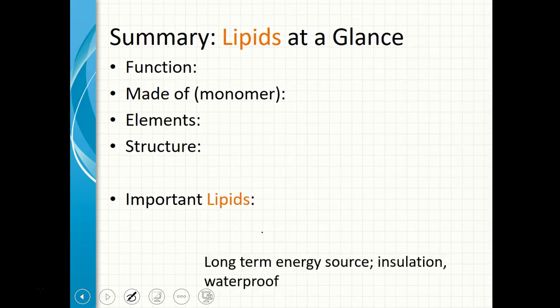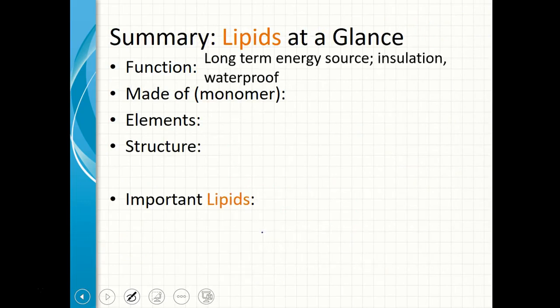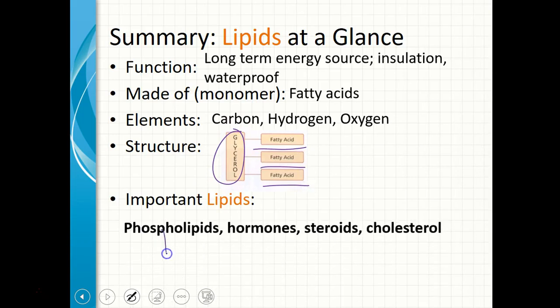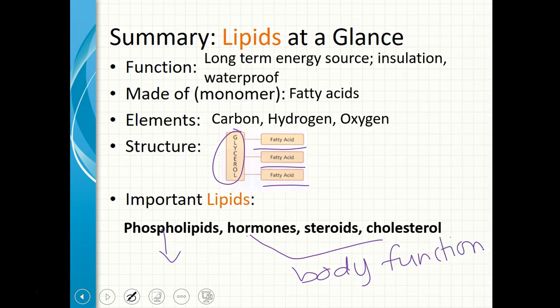So in conclusion, lipids function as a means of long-term energy, insulation, and waterproofing. They are made from fatty acids. They're going to contain the elements carbon, hydrogen, and oxygen. And remember, they're not in a ratio this time. They're going to have an E-shaped structure with a glycerol backbone and 3 fatty acid tails. And the most important lipids to remember are phospholipids in the cell membrane, and these are for body function. We have hormones, steroids, and cholesterol. And they're going to be used in the body. And that is lipids in a nutshell.